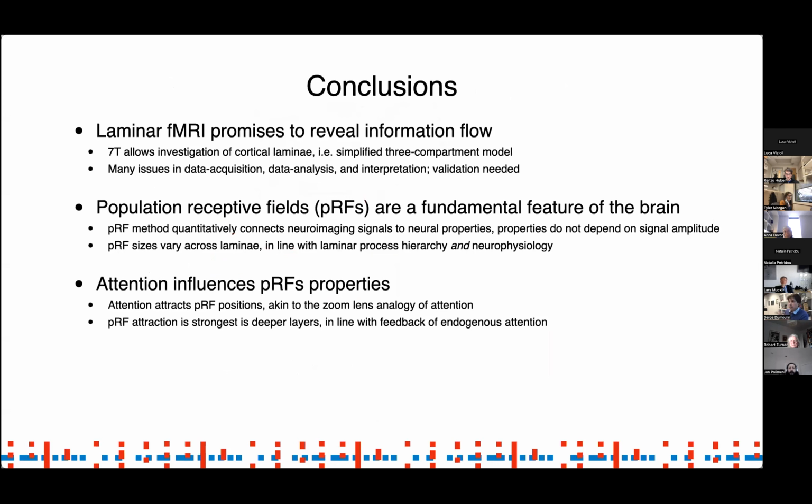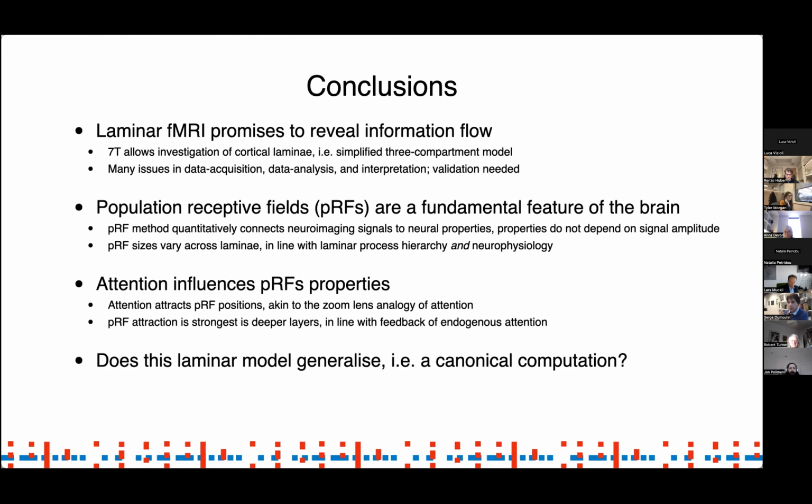So to sum up this little section, the PRF attraction is the strongest in the deeper layers, in line with feedback of endogenous attention. Now, the last thing I wanted to briefly talk about is, does this model generalize? Most of the fMRI studies are done in early visual cortex or early auditory or motor somatosensory cortex. So does this generalize to association cortex and the functions there?